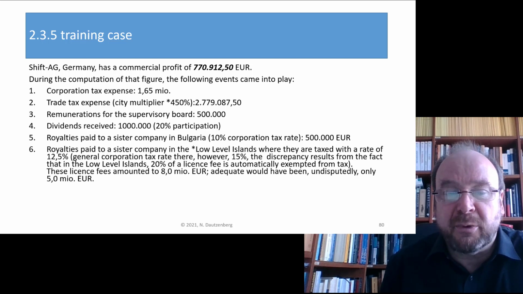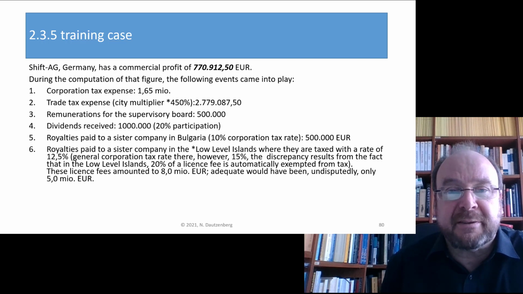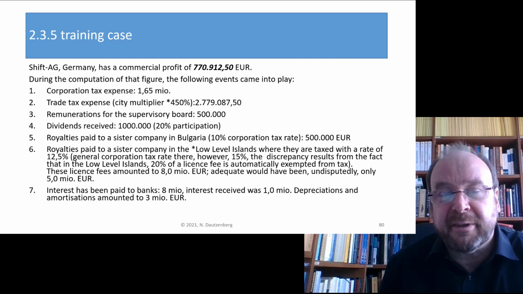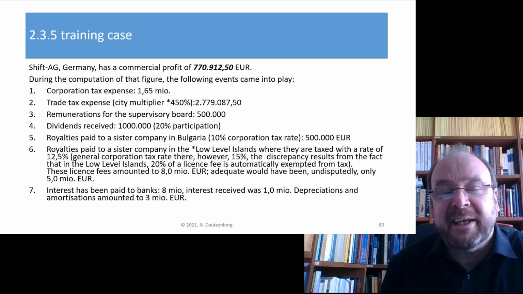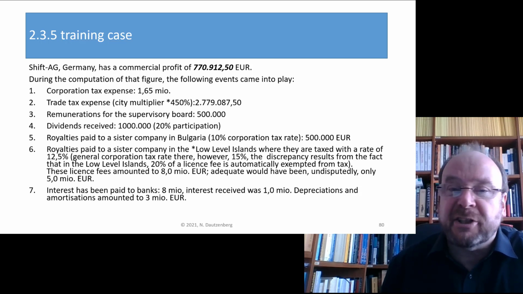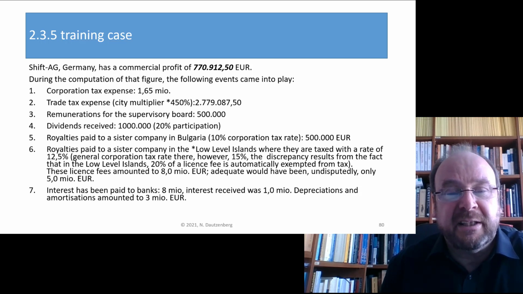These license fees, furthermore, amounted to 8 million euro, but it's undisputed that adequate would have only been an amount of 5 million. Further on, there was an interest paid to banks of 8 million from other investments. They received an interest of 1 million, and the total amount of depreciations and amortizations claimed for tax purposes was 3 million. So, ladies and gentlemen, this is roughly our case information. And now you and me, we have to think about that.